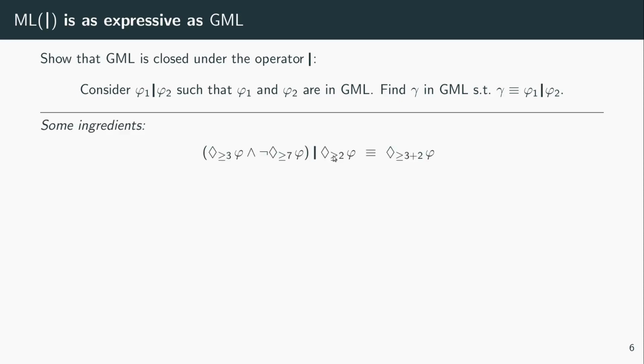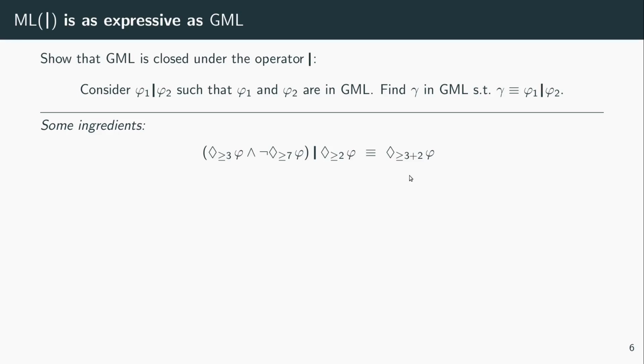So as an ingredient of this, let us pick this easy example. We have a formula that states that I can split my finite forest into two finite forests, the left one being such that the current world witnesses a number of children satisfying phi that is between 3 and 6, and the right one says that the current world witnesses at least 2 children satisfying phi. This formula is equivalent to the graded modal logic formula diamond greater or equal than 5 phi.